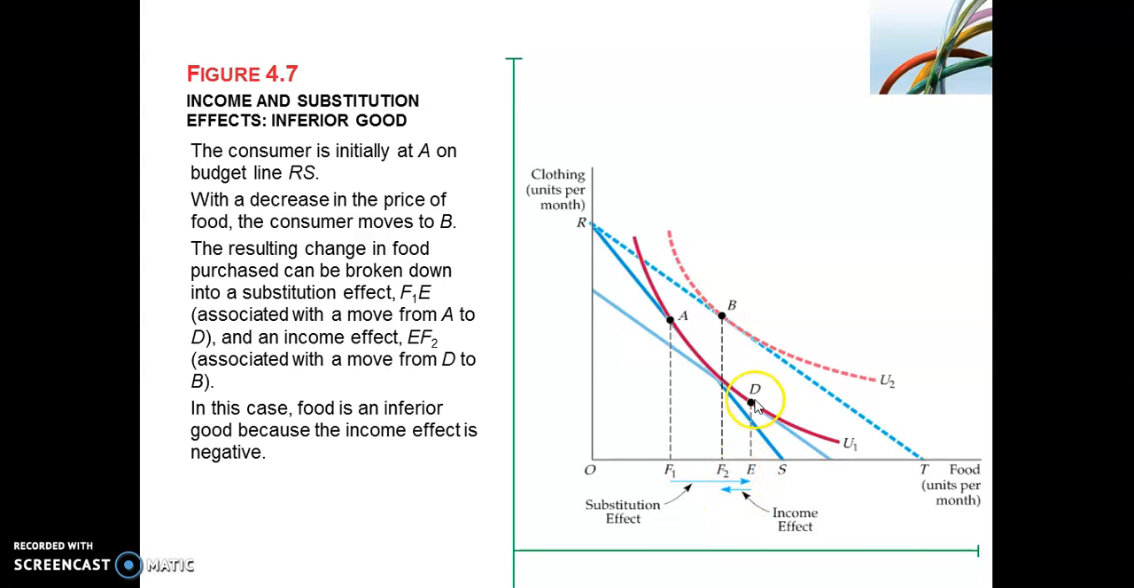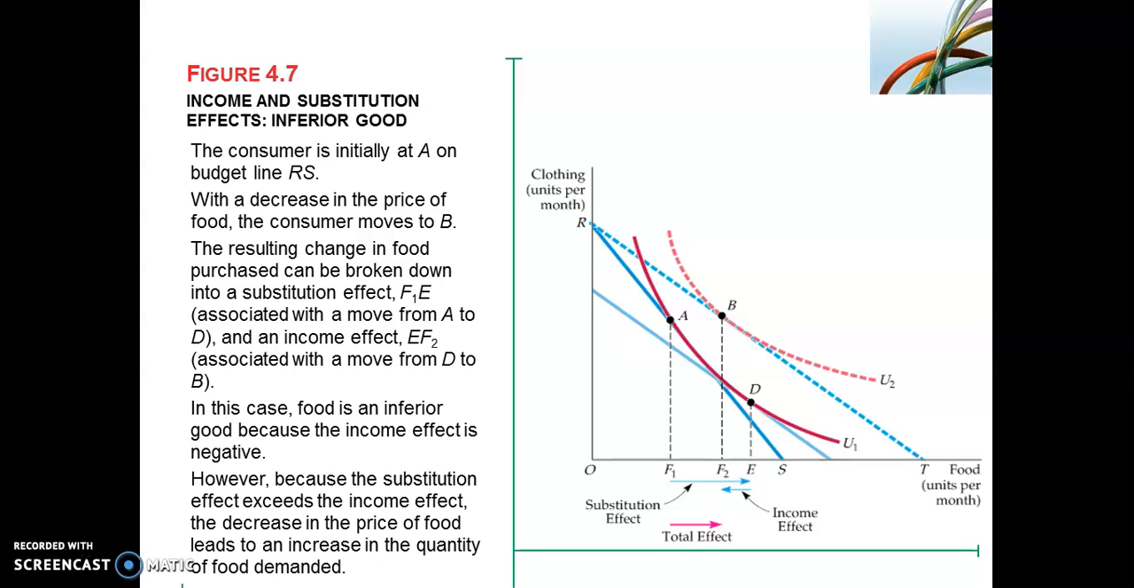That portion from D to B or E to F2 represents an income effect. And that is brought about as a result of the consumer's increase in purchasing power. But because the good is an inferior good, the consumer now purchases less food, and with that freed up income, chooses to purchase more clothing instead. Thus, the total effect is going to be given by F1E plus EF2, which is negative, and that gives you a total effect of F1, F2.